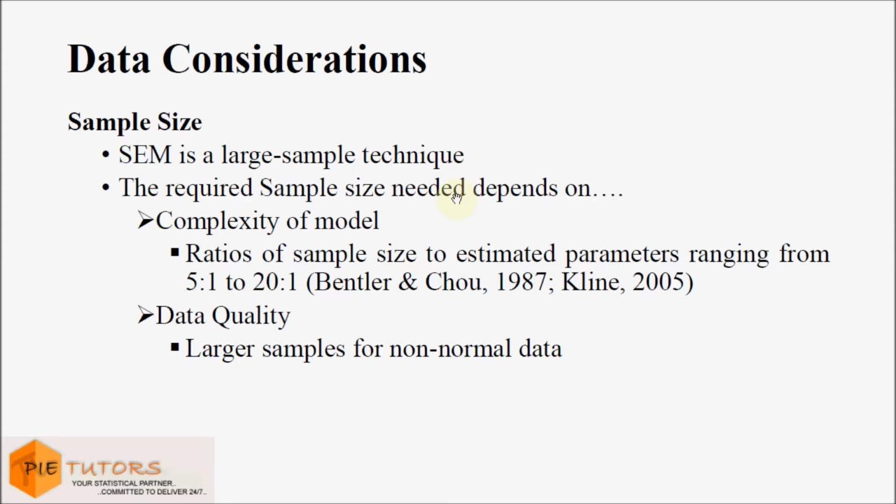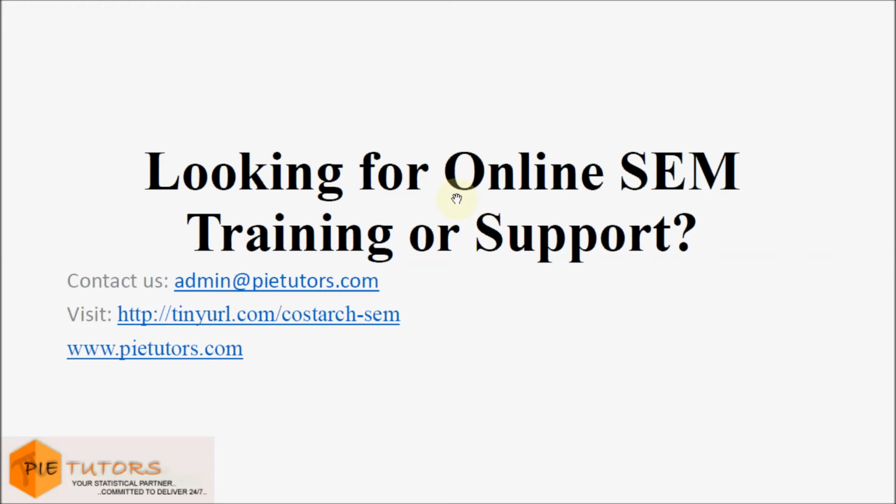The quality of data is also a factor that impacts the sample size. If we have non-normal data, we require a larger sample size. So these are the things we need to keep in mind when we are running a SEM analysis. So far we have talked about the basic concepts in SEM, uses of SEM and different types of SEM models. In the next lecture we will be looking at the major steps to run a confirmatory factor analysis.